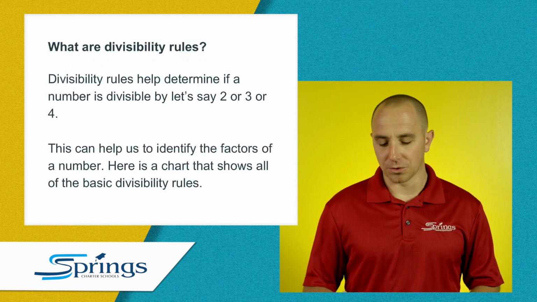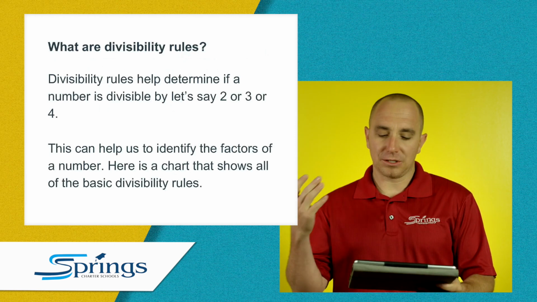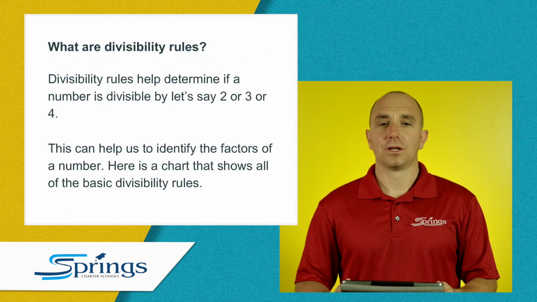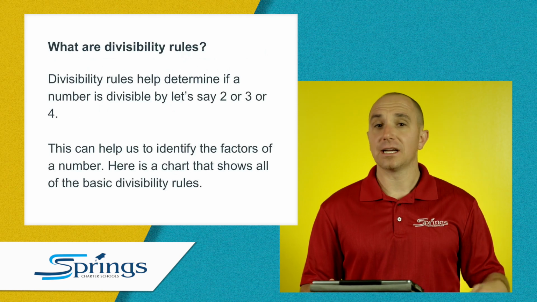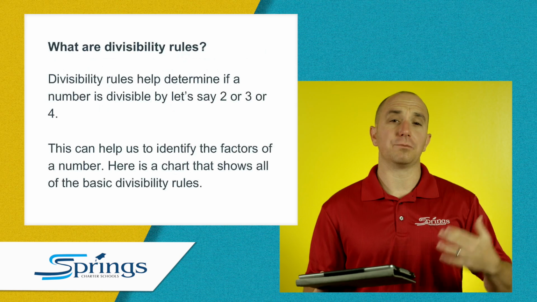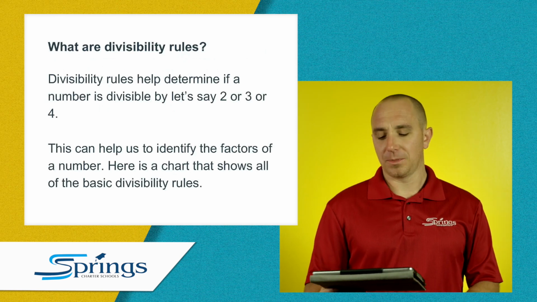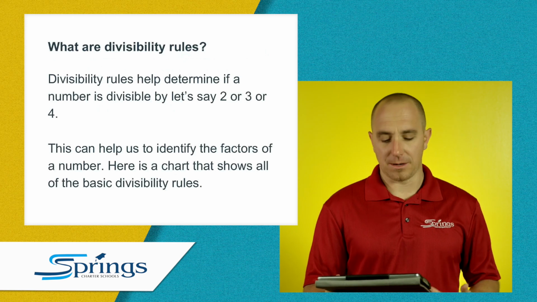Divisibility rules help determine if a number is divisible by, let's say, 2 or 3 or 4. They're really helping you to get an idea if a number is divisible by certain numbers. It's kind of like a shortcut where you might not have to divide it into a different number. So this can help us to identify the factors of a number.